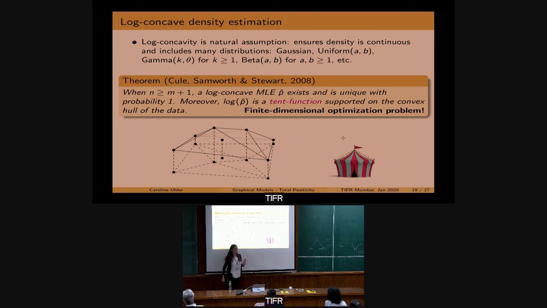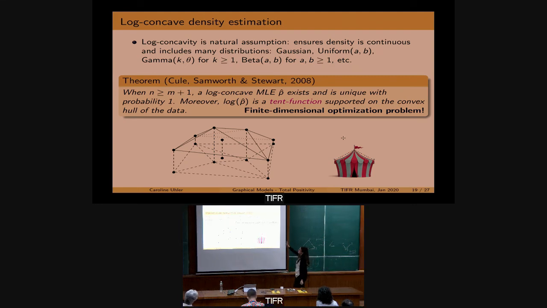Okay? And it's a convex optimization problem. So this is super nice, right? This infinite dimensional optimization problem becomes a convex optimization problem when you want to do log-concave density estimation. So now the question is, under MTP2, is that still the case?